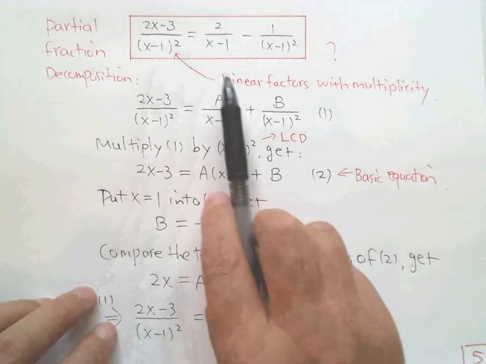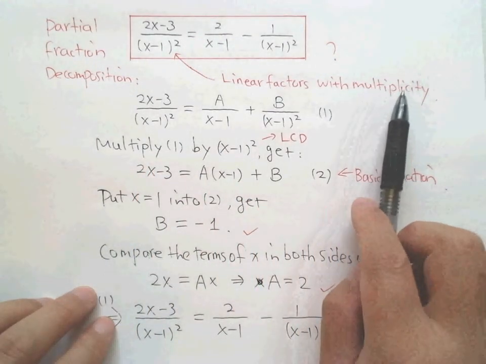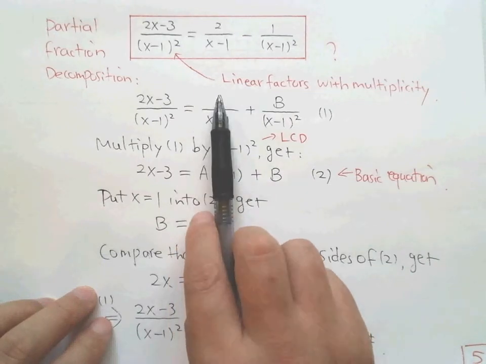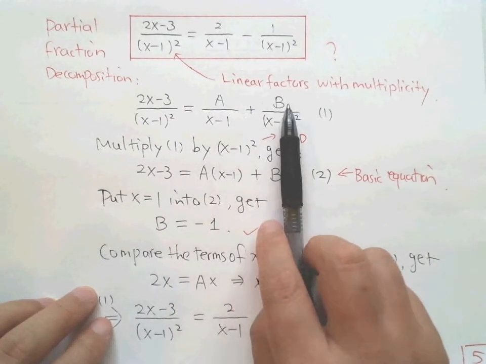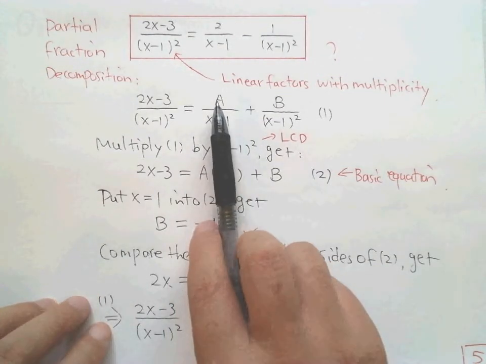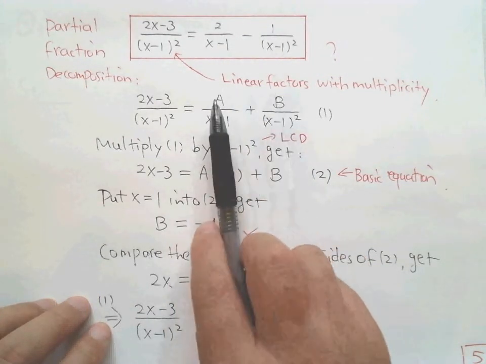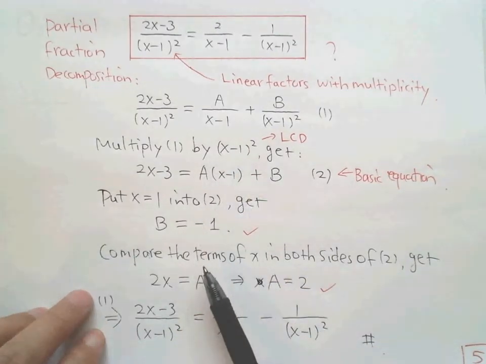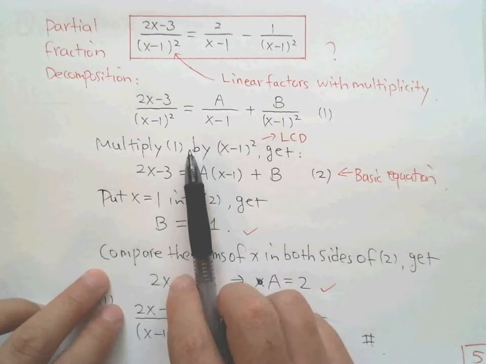Okay, and the linear factor, but with the multiplicity too. The theorem tells us we have power 1 and power 2 of the same factor, and at the top are still constant numbers A and B, and then we use the same method. A little bit of difference, let's go over.